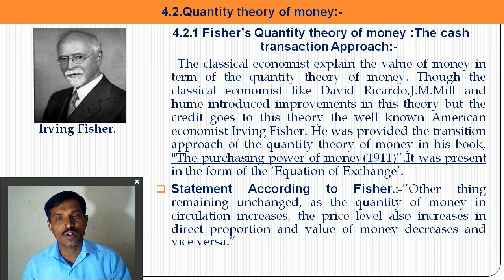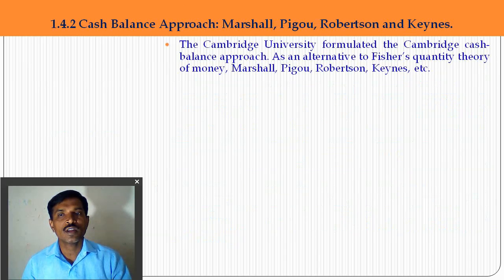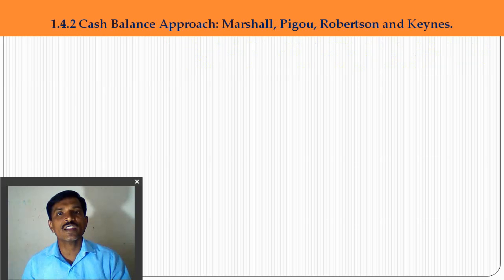There is a direct relation between the price level and the supply of money, and the value of money decreases as prices rise, and vice versa. So in short, according to Fisher, two things are important to decide the value of money: demand for money and supply of money. In the short run, demand for money is constant, so the supply of money is important. When the supply of money doubles, the price level also doubles, and the value of money becomes half, and vice versa.